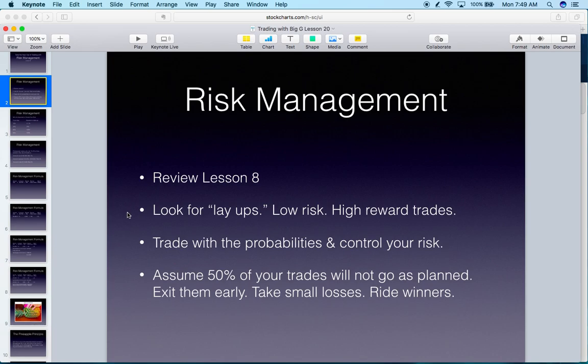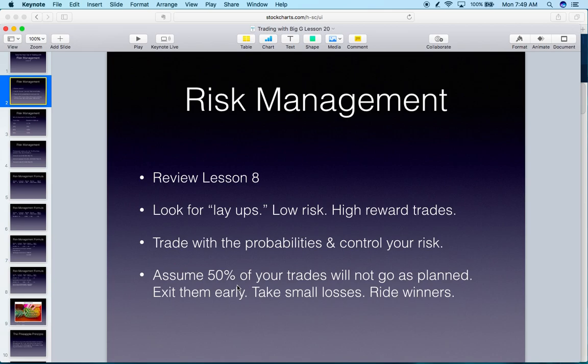So look for layups. We're looking for trades that have good probabilities with them. We want to trade with the probabilities. And of course, you want to control your risk. And you need to assume that 50% of your trades will not go the direction that you wanted them to go. Professional traders are successful only about 40 to 60% of the time. So you can be successful just 4 out of 10, 6 out of 10 trades, and still make money, because the key, of course, is you're going to exit the ones early that are not working your way. You're going to take small losses and you're going to ride the winners up.